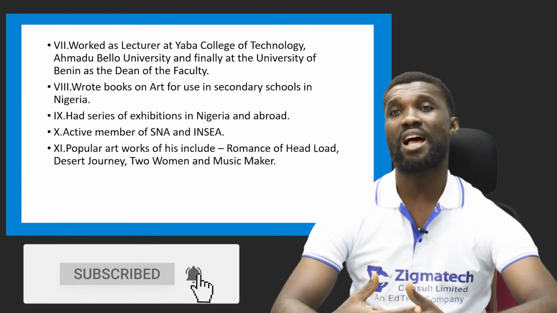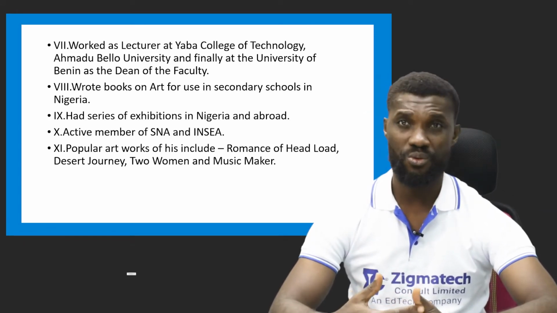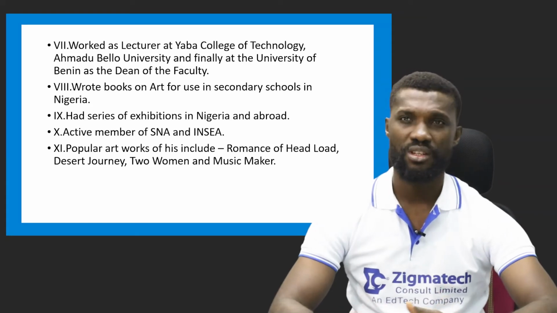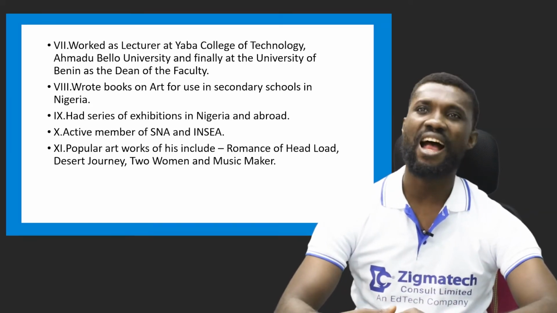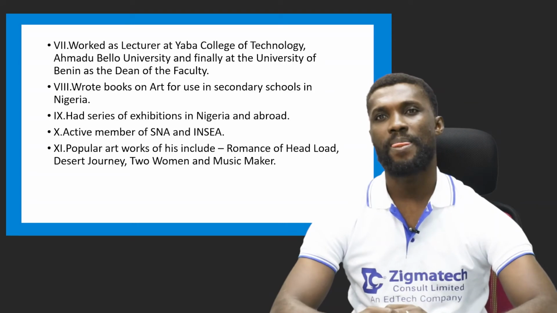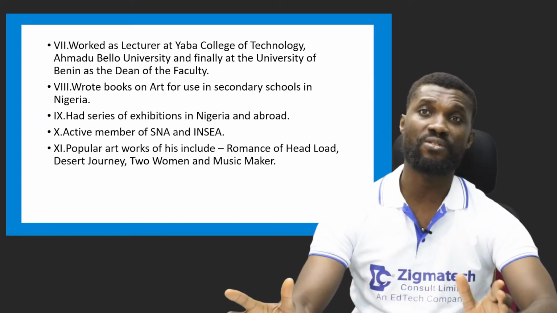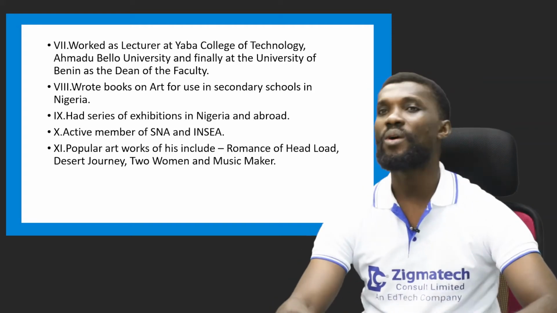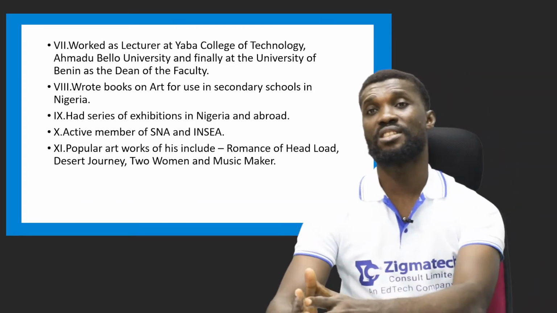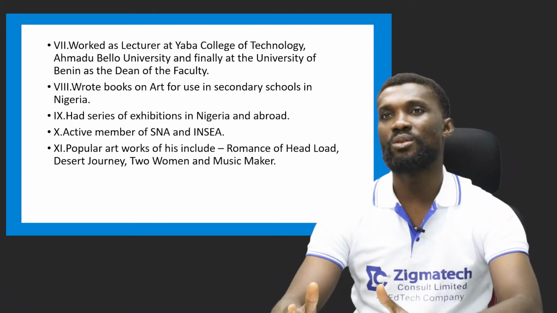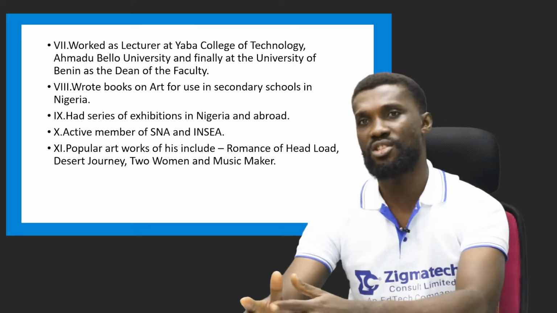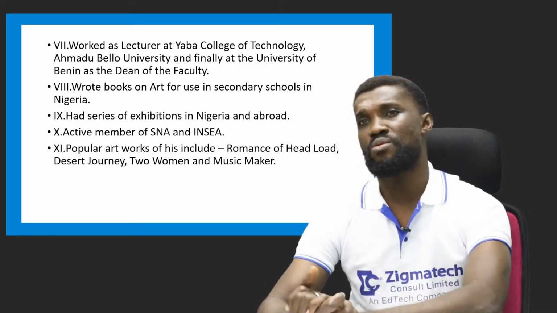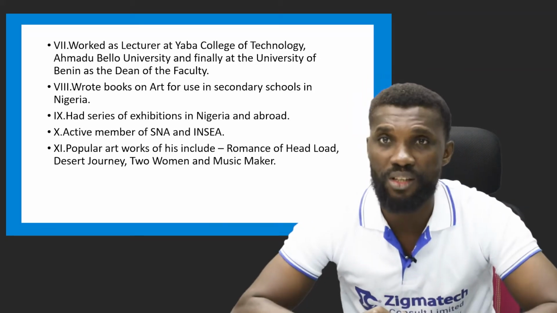He wrote books on art for use in secondary schools in Nigeria, had a series of exhibitions in Nigeria and abroad, and was an active member of the SNA and the INSA. These are two strong art societies in Nigeria. The SNA is known as the Society of Nigerian Artists, while the INSA are also a society of Nigerian artists, though now they include educators and teachers. So those are exactly the two major societies he was a member of.